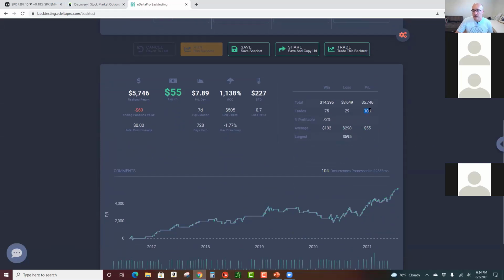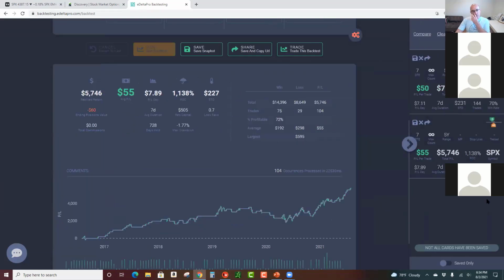We have 104 trades. The win rate's a little bit higher, 72%, but you actually made a little bit less money overall, but you made on average more money per trade. So this is the trade-off. And if I click over here, this is more of a quick comparison of the two. At this point, this becomes more of a personal decision about which one you prefer.